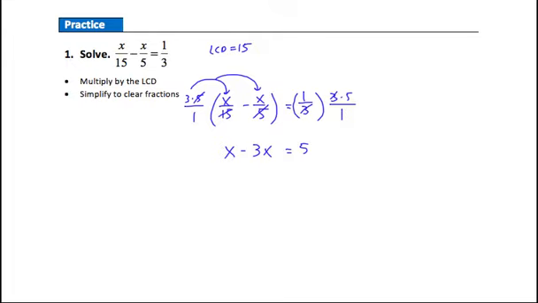Now I have this simple equation left to solve. Let's see, x minus 3x is going to give us negative 2x. That's going to be equal to 5. Divide both sides by negative 2. And we're left with x equals negative 5 halves.